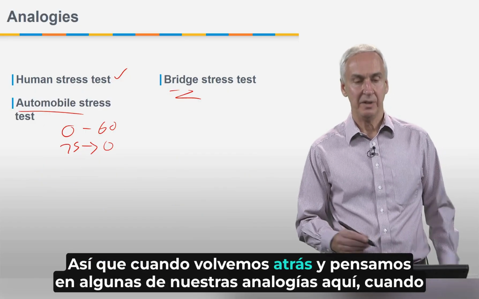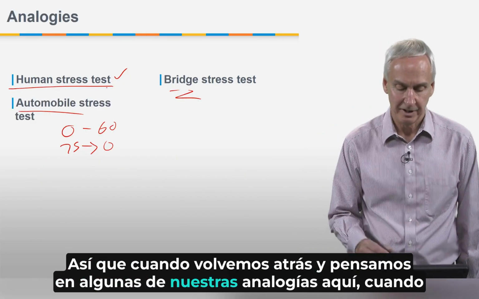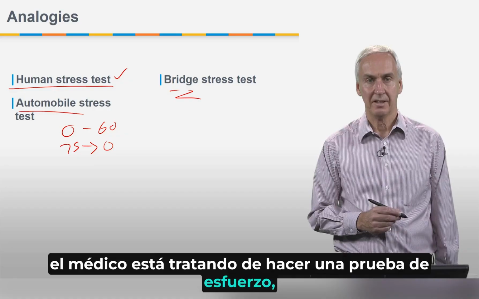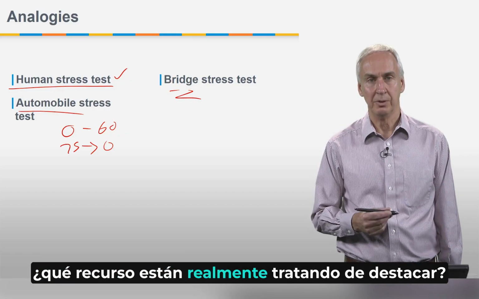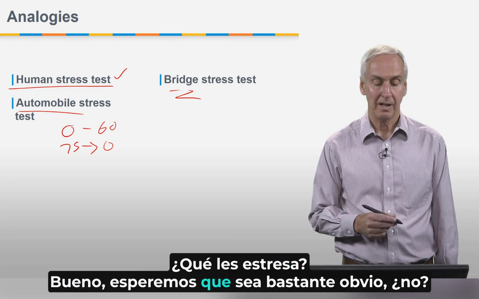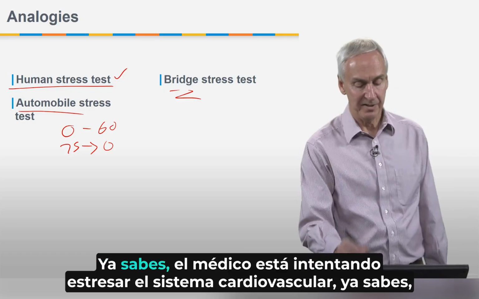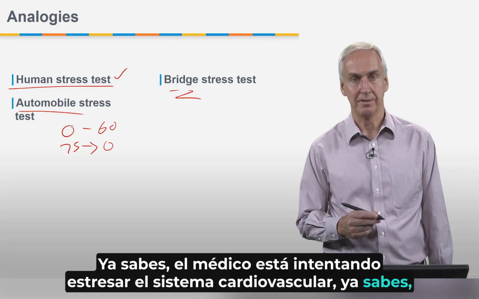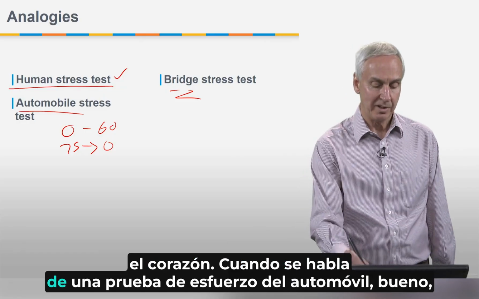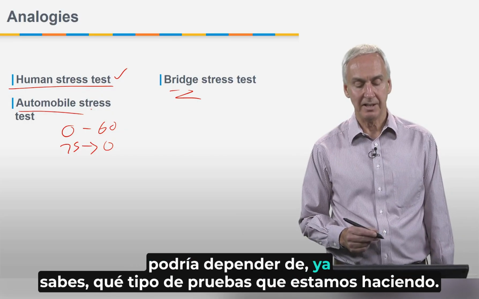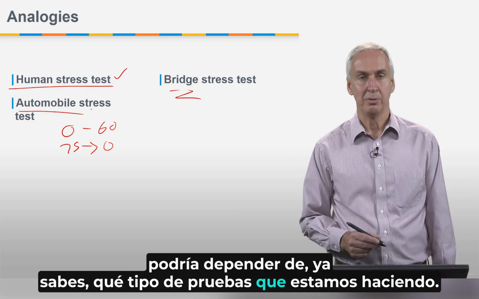So when we go back and think about some of our analogies here, when the doctor is trying to do a stress test, what resource are they really trying to stress? Well, hopefully it's pretty obvious, right? The physician is attempting to stress the cardiovascular system, the heart. When you talk about an automobile stress test, well, it might depend on which kind of test we're doing.